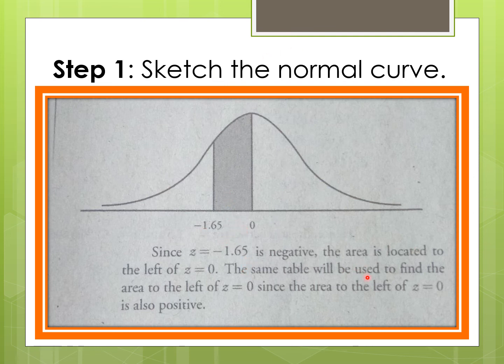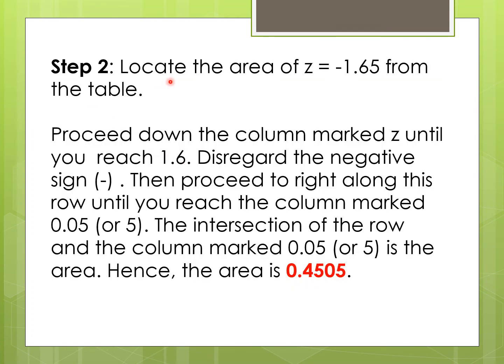So the same table will be used to find the area to the left of z = 0. Since the area to the left of z = 0 is also positive, so disregard yung negative sign natin dito. Okay? So using the areas under the normal curve table, same process lang. So locate the area of z = -1.65 from the table. Proceed down the column, mark z until you reach 1.6. As I said earlier, disregard the negative sign.